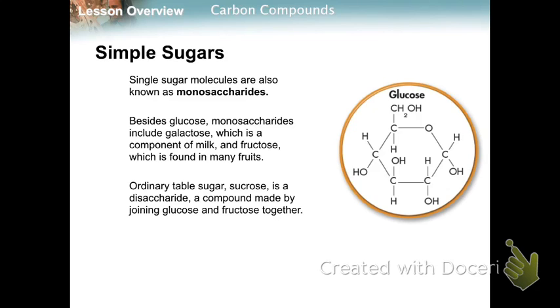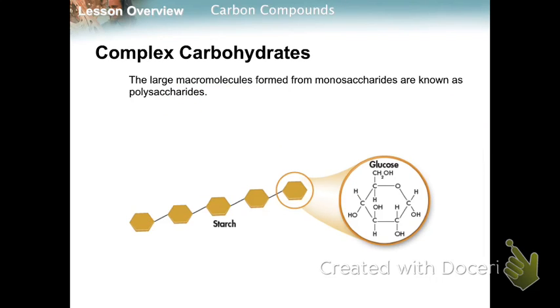A single sugar molecule is called a monosaccharide. So we have glucose, there's also galactose, another monosaccharide, and fructose, which is found in many fruits. Table sugar is called sucrose. It's a disaccharide that's made by joining glucose and fructose together. The large macromolecules that are formed from these monosaccharides are called polysaccharides. That's what starch is.